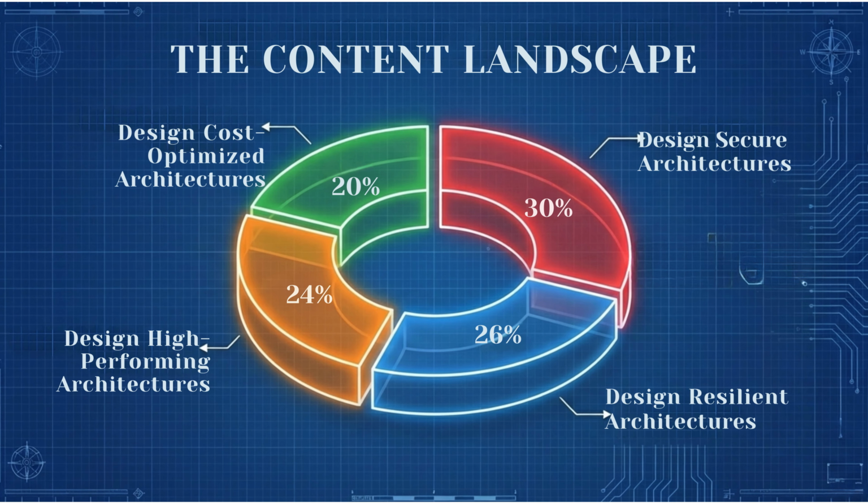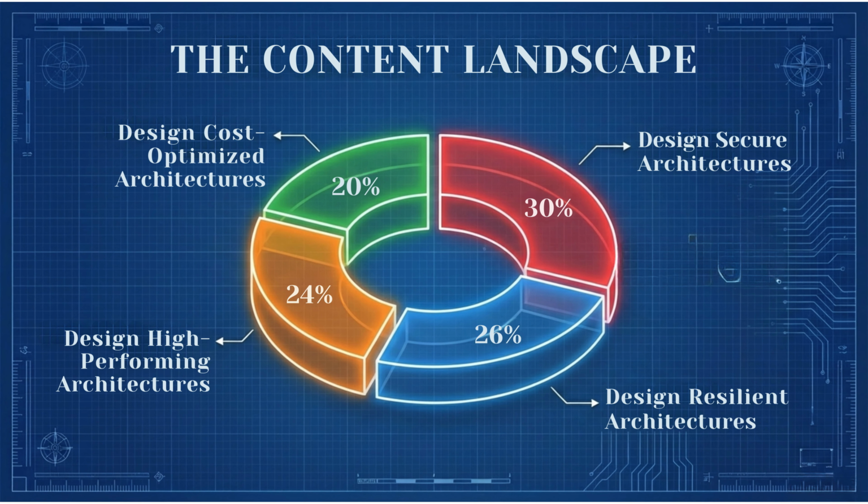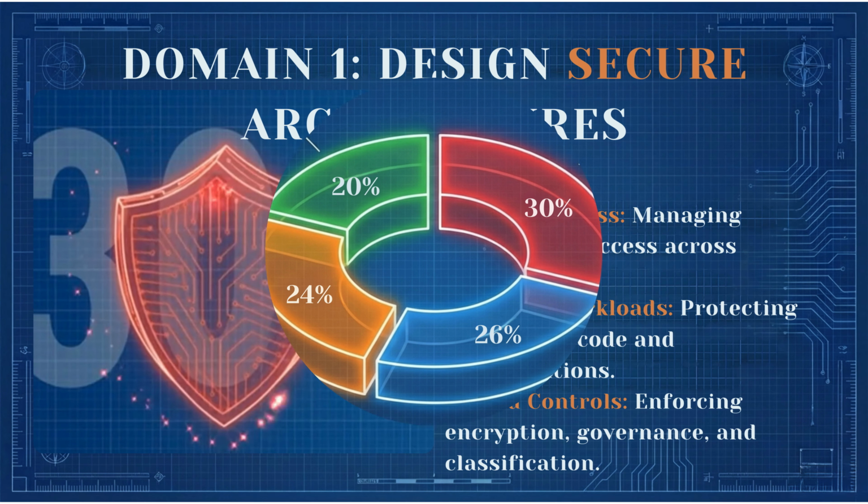The exam is divided into 4 key domains, each with a different weight. Design secure architectures is the largest at 30%, followed by design resilient architectures at 26%. High-performing architectures makes up 24%, and finally, cost-optimized architectures accounts for the remaining 20%. Let's dive into what each of these actually covers.